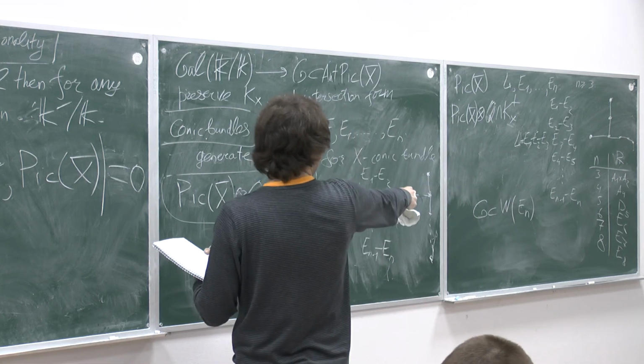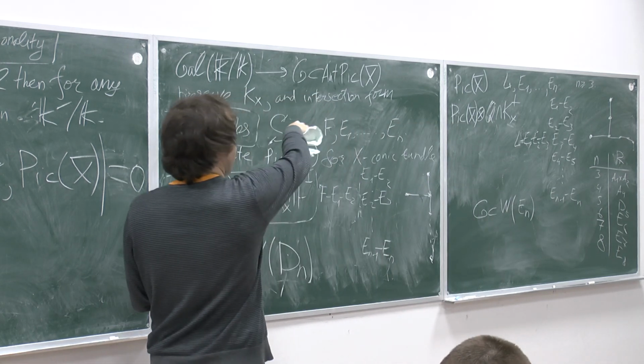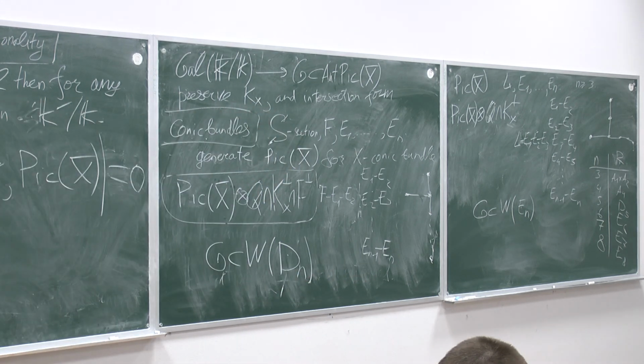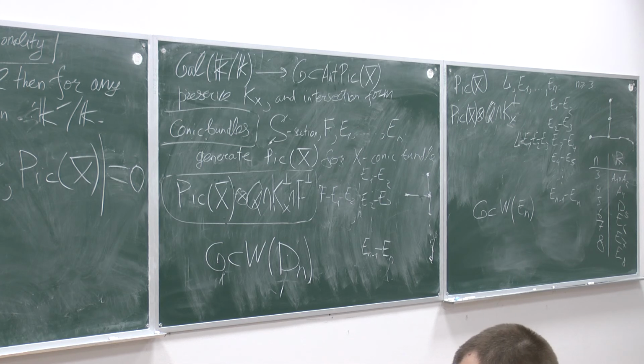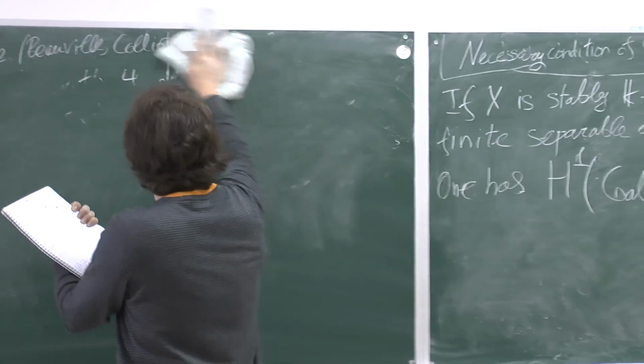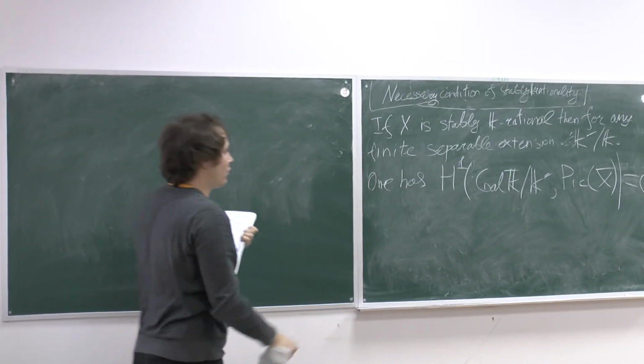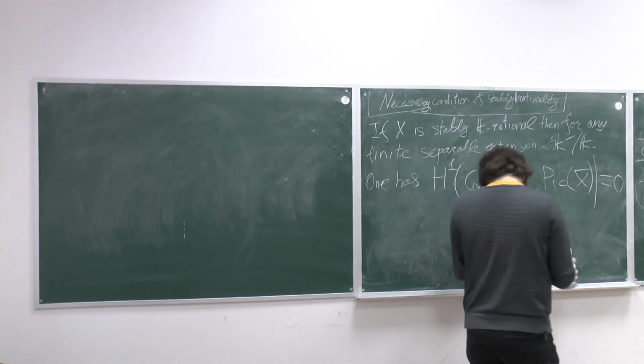Well, the group G, which is the image of the Galois group in the L group, is called the splitting group of our surface X. And finding subgroups of G, of the splitting group, corresponds to finding extensions of our field K.